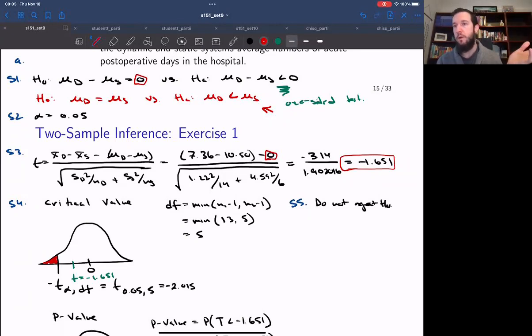This is different from what we had seen in the one sample case because we now have 2 samples and therefore 2 means. Step 2 is the same. We declare the significance level. Step 3, we compute the test statistic.